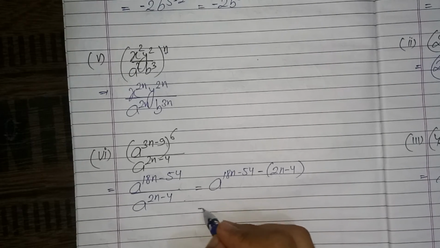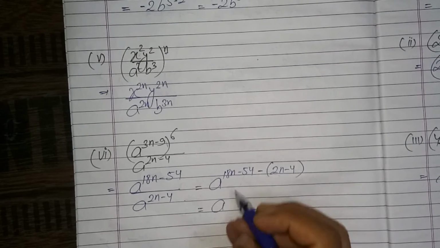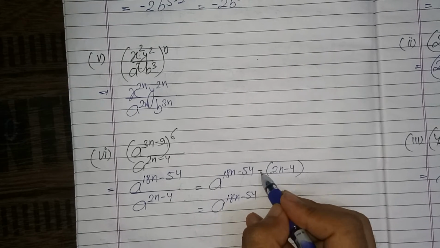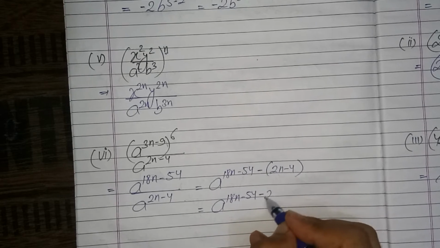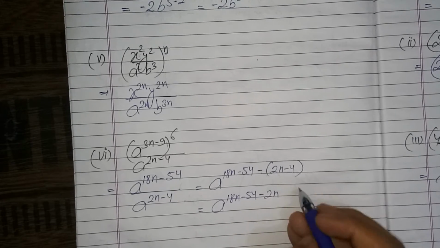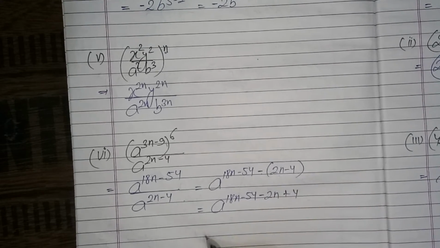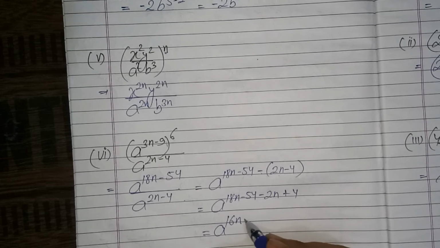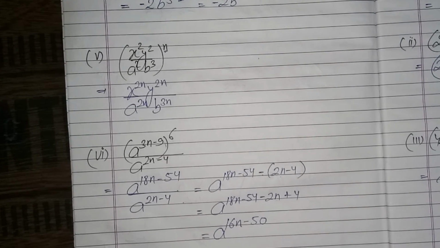So this is equal to a power 18n minus 54, and plus, since plus multiplied by minus is minus, 2n, and minus into minus is plus 4. Now this is equal to a power 18n minus 2n, which is 16n, and minus 54 plus 4 is minus 50. So the answer of this part is a raised to power 16n minus 50.